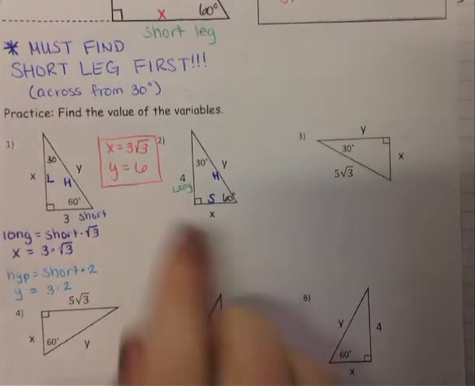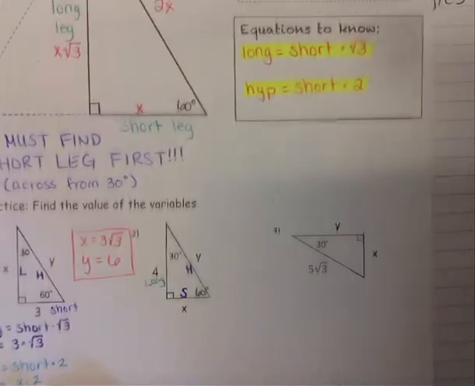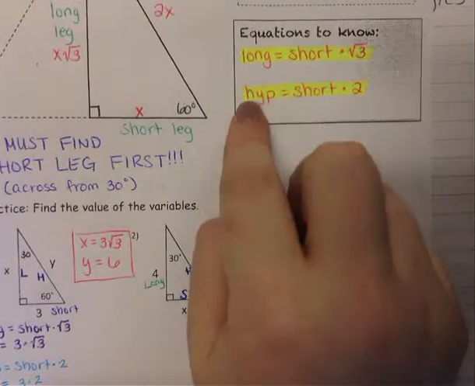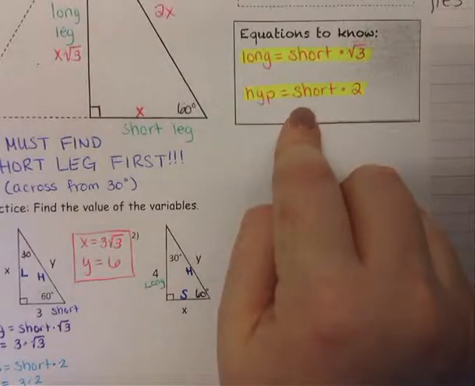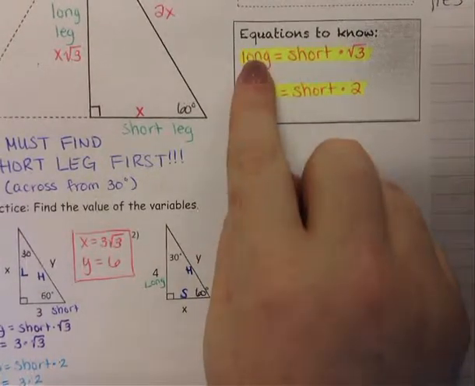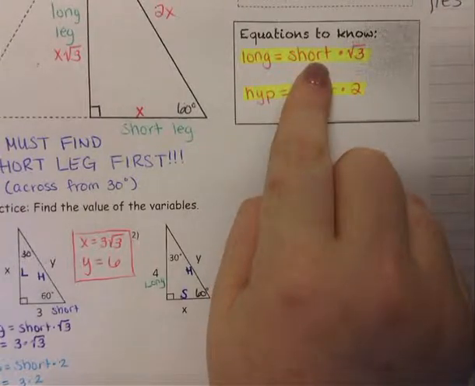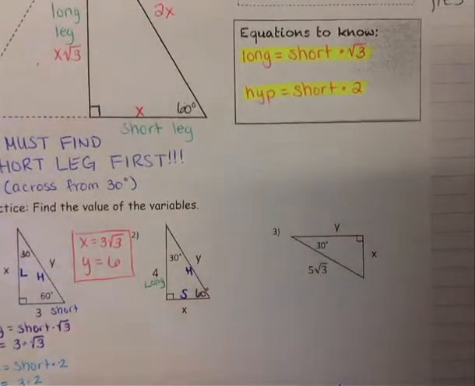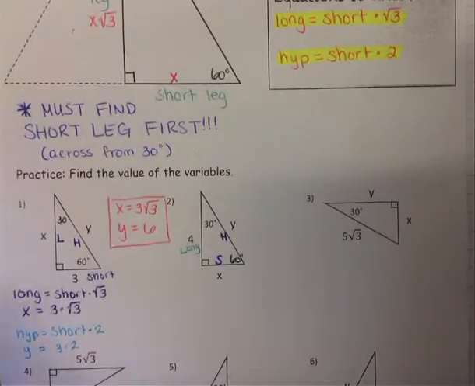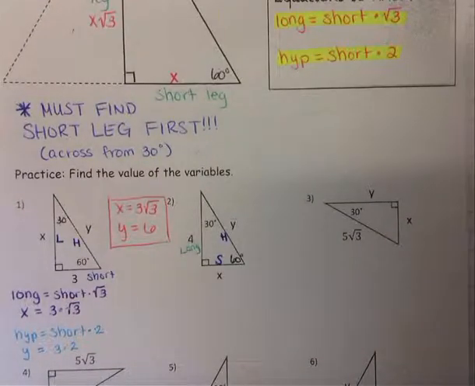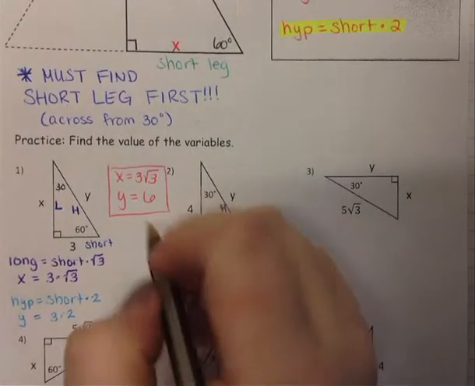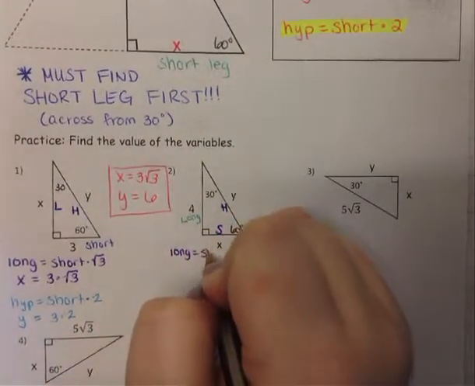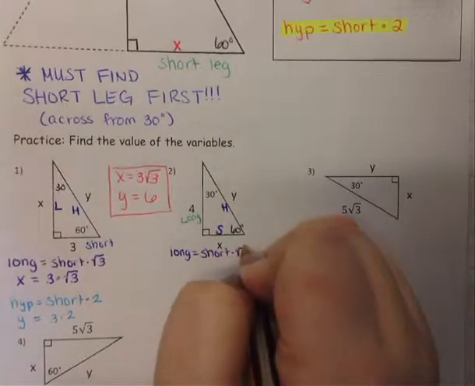So if we have the long leg, we actually want to use that equation to find the short because both of these equations have short in them. We use what we have. We have the value of long, so we can find the short. We don't have the hypotenuse, so we can't find the short that way. So we're going to use that long equals short times the square root of 3.